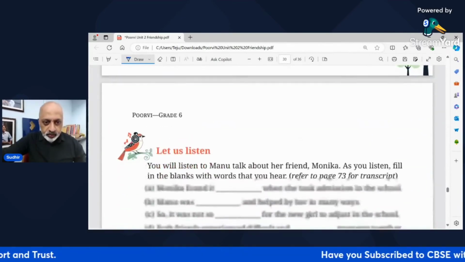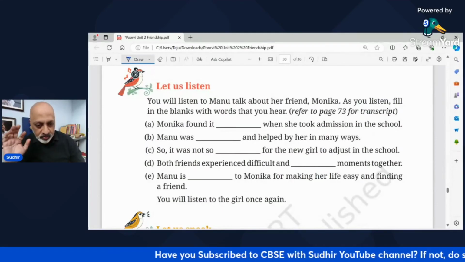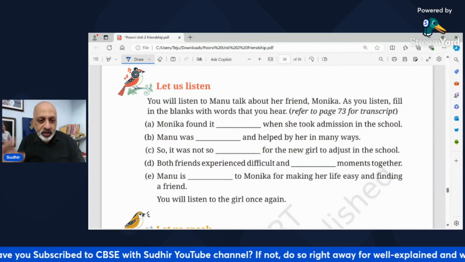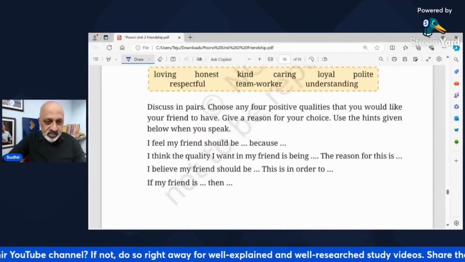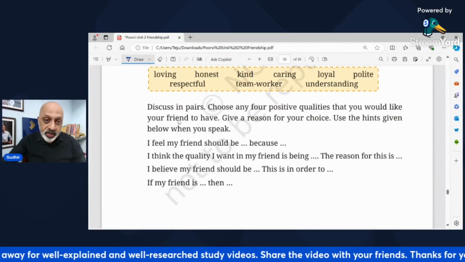Okay. Now this is the script listening wala thing, which is, I am assuming that you will be able to just go to page 73, listen to it, and then you can do these things. It's pretty straightforward. Okay. Now these are all exercises that you need to do. Like, what are the qualities? You write the because, so that I will write.